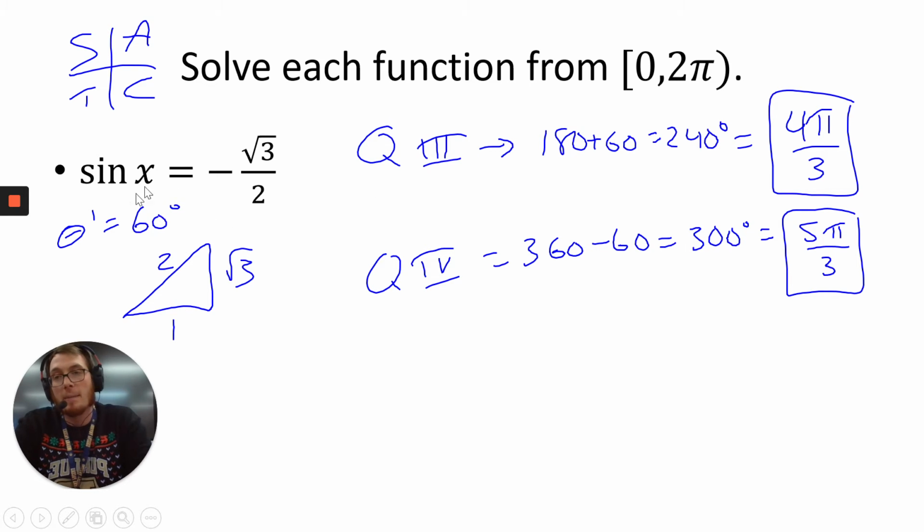That could also be found by taking the reference angle of 60 degrees, or pi over 3, and multiplying by 4 and multiplying by 5 in order to get 4 pi over 3 and 5 pi over 3 as your final answers for one time around the circle.